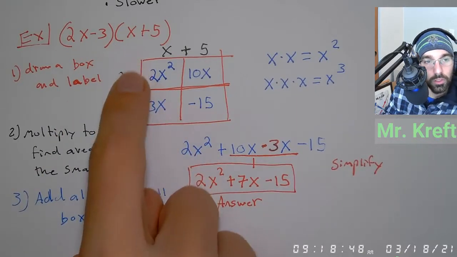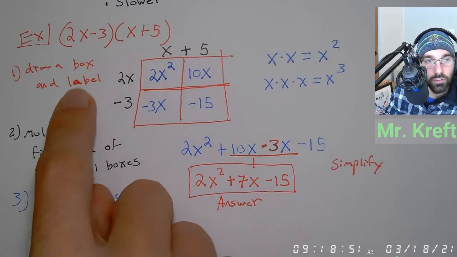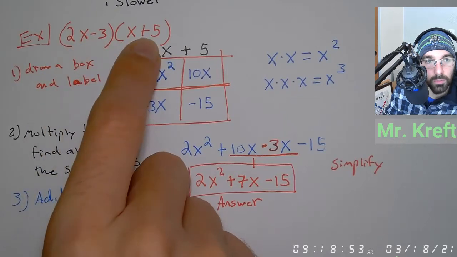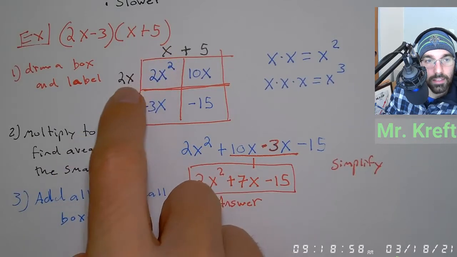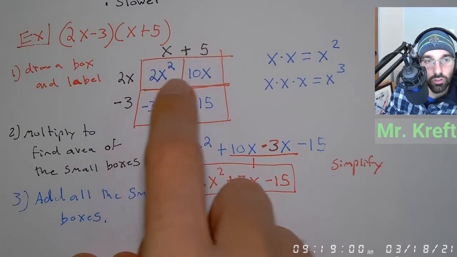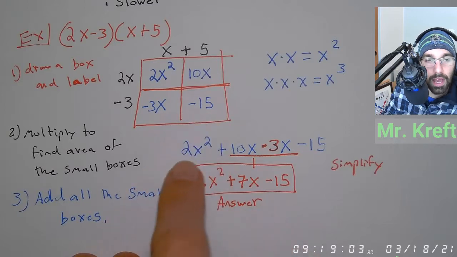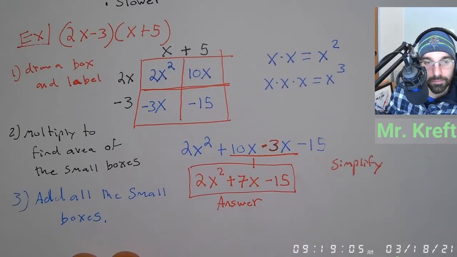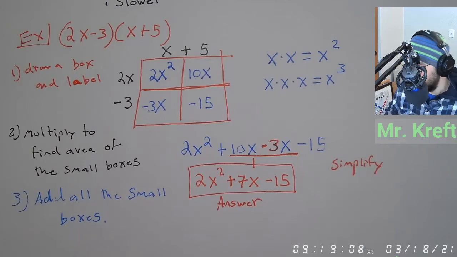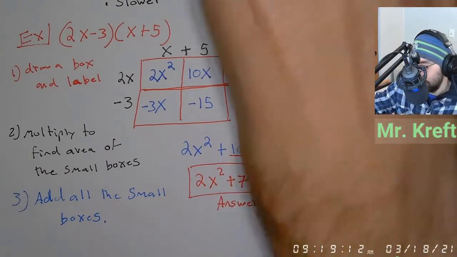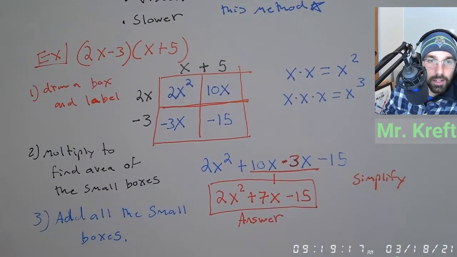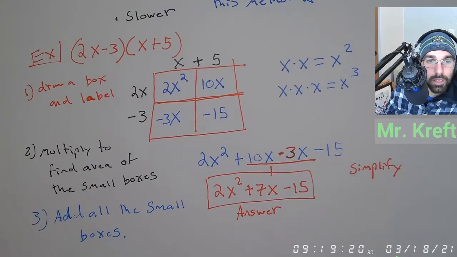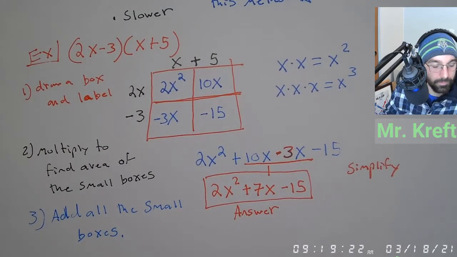So what did we do? We drew the box. I made it a 2 by 2 because I'm having 2 terms times 2 terms. I labeled it. Then I multiplied to find the area of each small box, and then you add the small boxes together. Okay, let's have you guys try one. Did you guys get this all down?